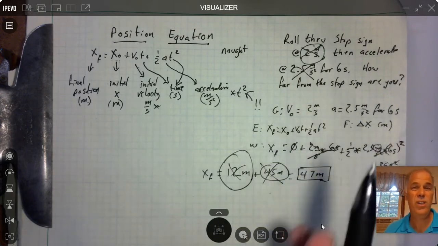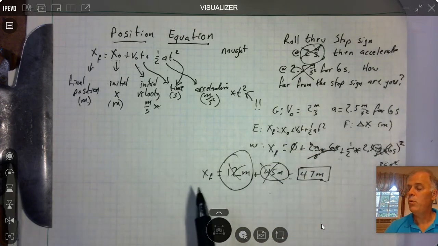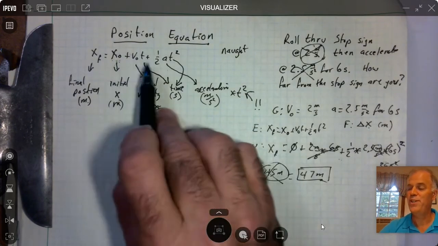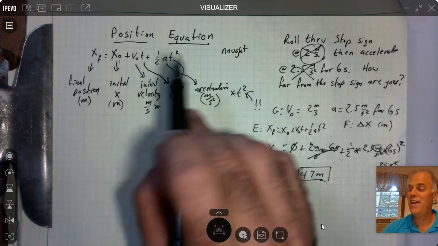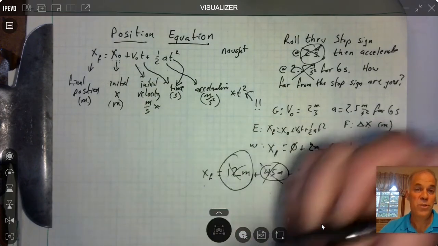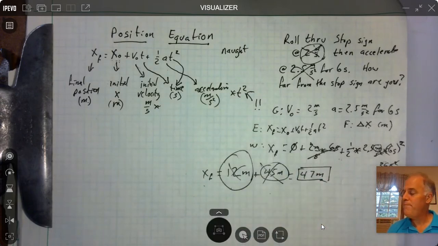It's actually pretty unusual to have a problem where you have a number for the initial position, for an initial velocity, and for an acceleration. Usually one or more of those is 0. Okay, right, so that's it.